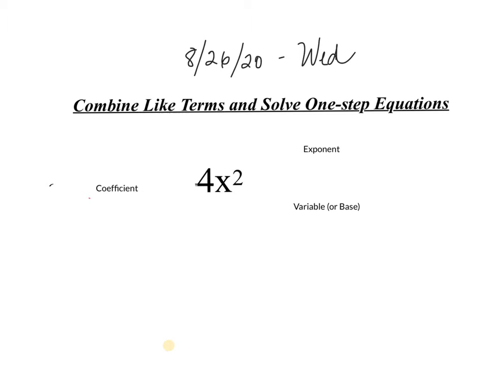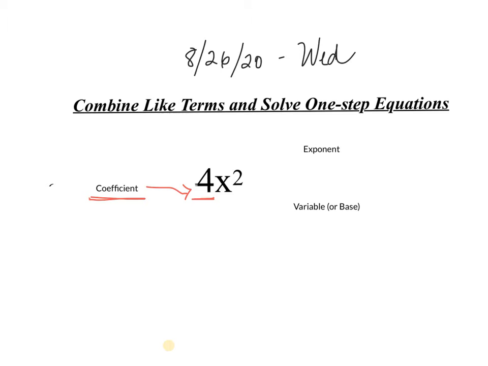So we have the coefficient, we have the variable, and we have the exponent. And nothing is going to be added or subtracted to it. So which one of these is which part of this term? The coefficient? The 4, good job. Okay, so the 4 is the coefficient.